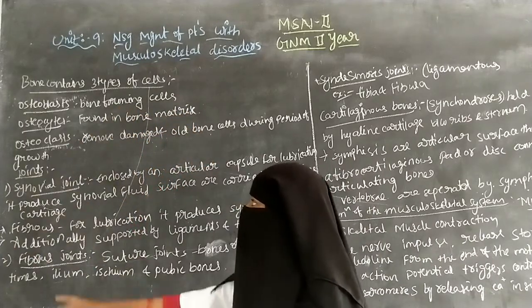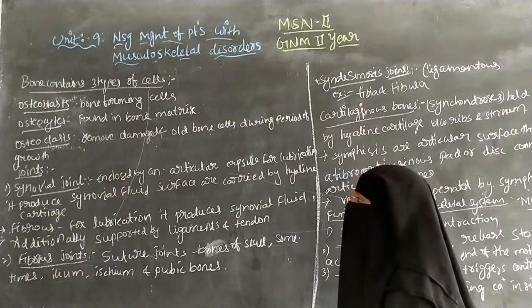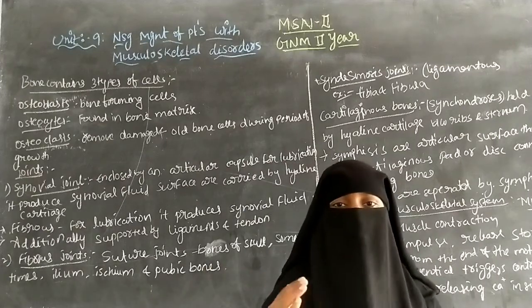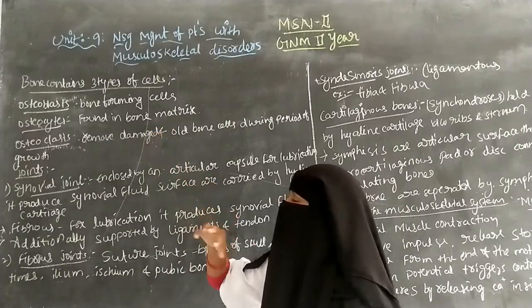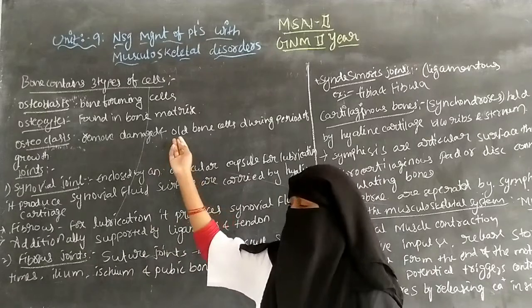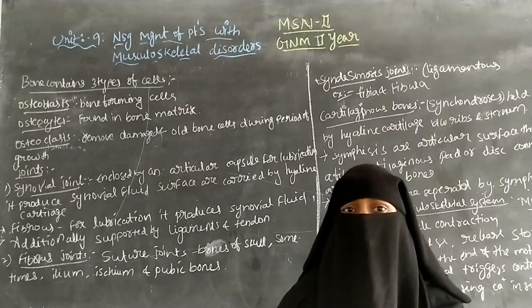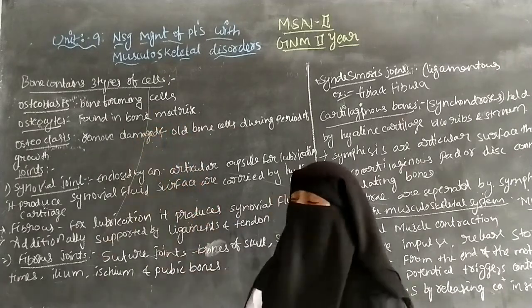The next one is osteocytes. They are found in the bone matrix. Bone matrix is a part of the bone tissue, and most of the mass of the bone is made up of it. So it is called the bone matrix.